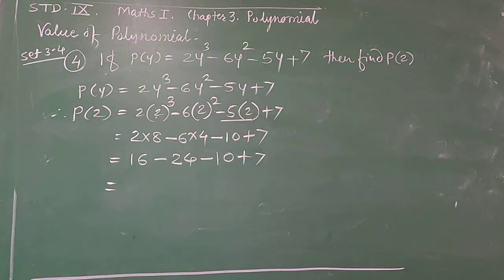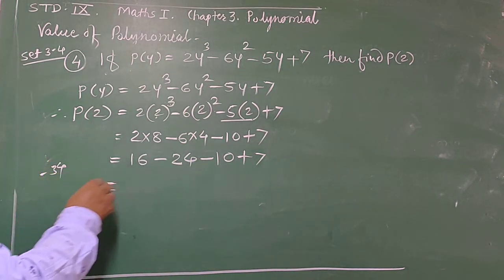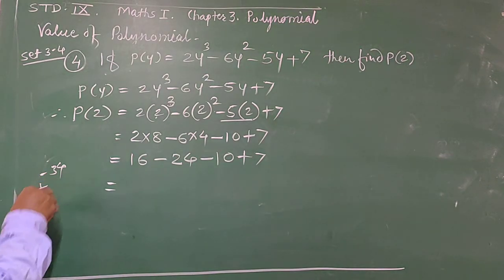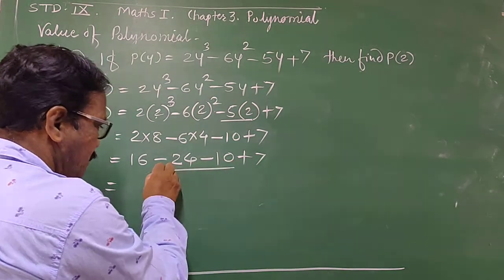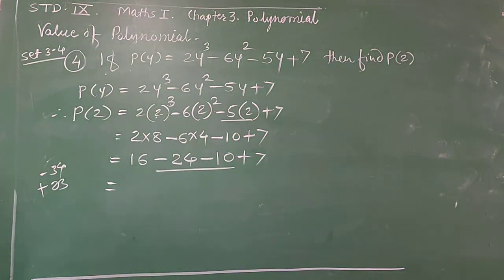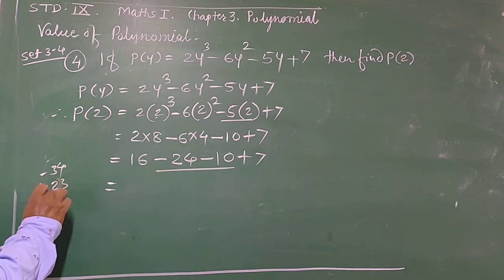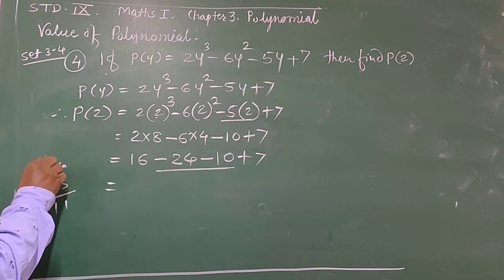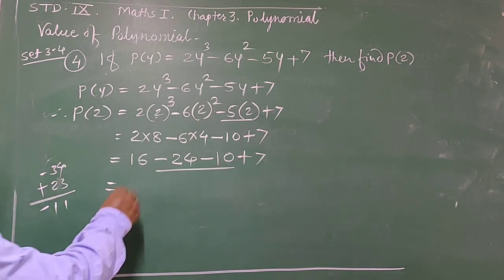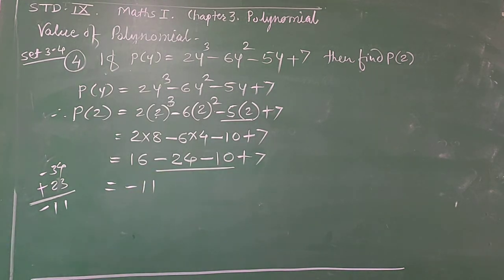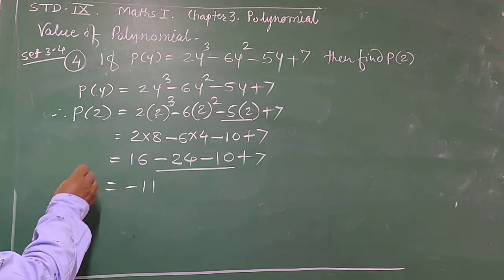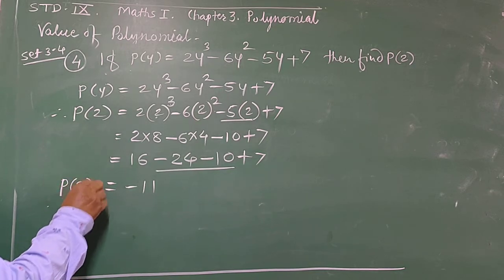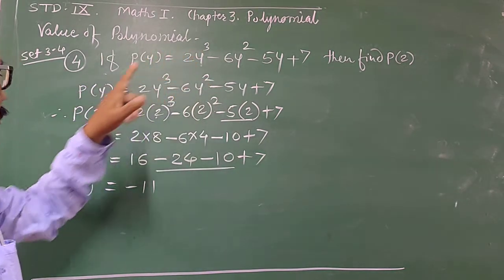So addition and subtraction of this, that is minus 34 and plus 23. Minus 34 and plus 23. So 11, and sign of minus, 1. So it is minus 11. p(2), value of given polynomial if we use value of variable 2.